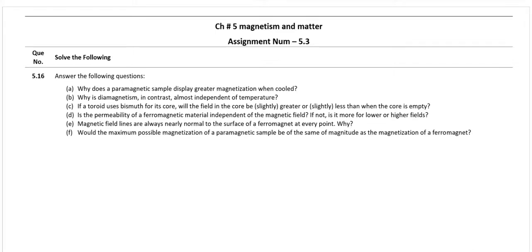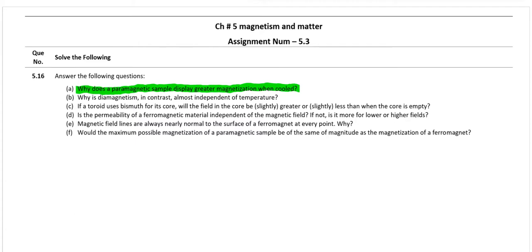Hello student, in this video we have the first additional exercise problem of chapter 5, 5.16. There are a few questions. First one is, why does a paramagnetic sample display greater magnetization when cooled?